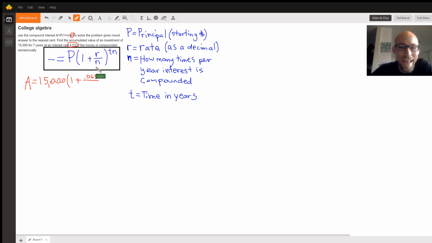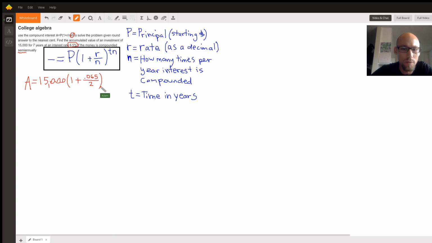We need to divide by n. N is the number of times per year that our interest is going to be compounded. This problem says semi-annually. Semi-annually means twice a year. We're going to divide by 2.